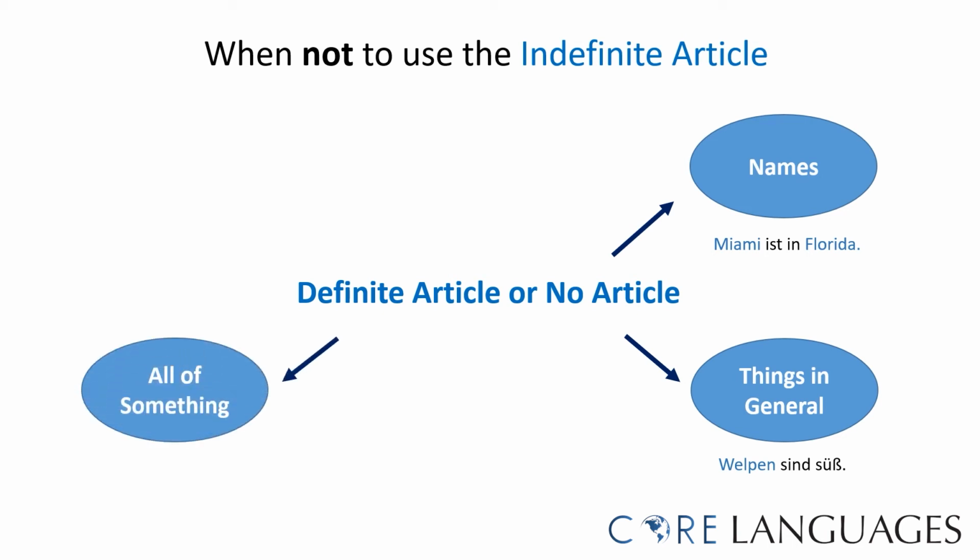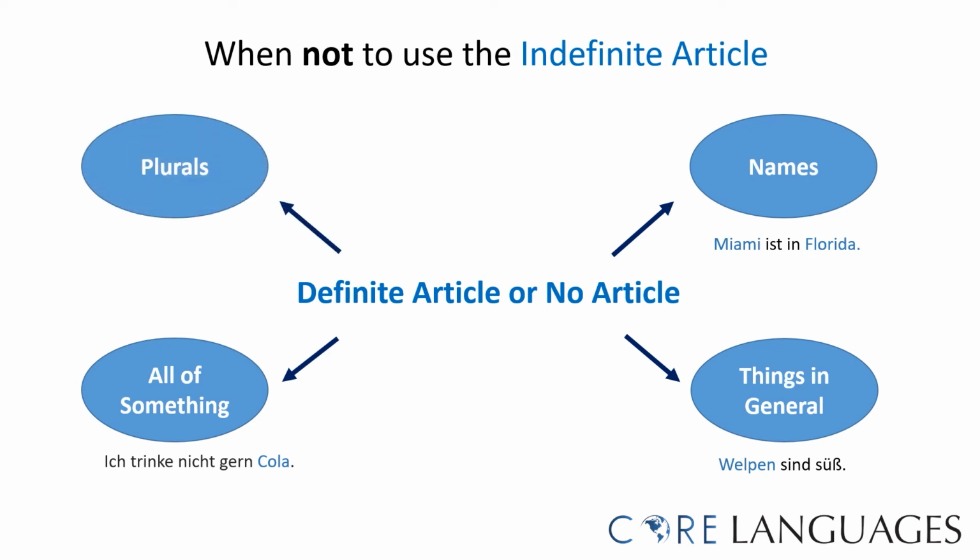We don't use the indefinite article when referring to all of something. Ich trinke nicht gerne Cola. I don't like to drink Coke. And we don't use the indefinite article when referring to plural nouns. For example, Löwen sind wilde Tiere. Lions are wild animals.